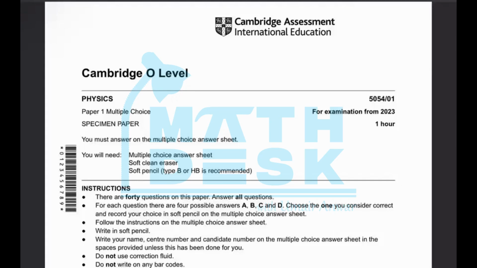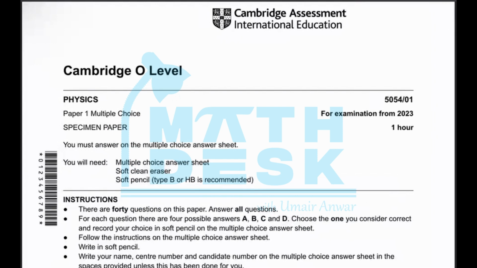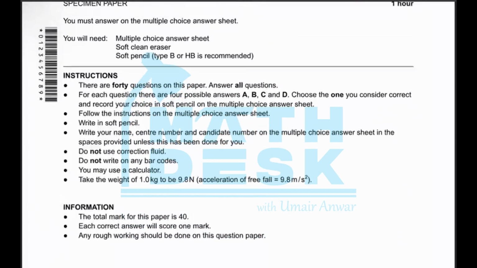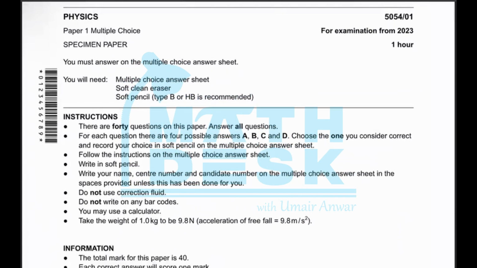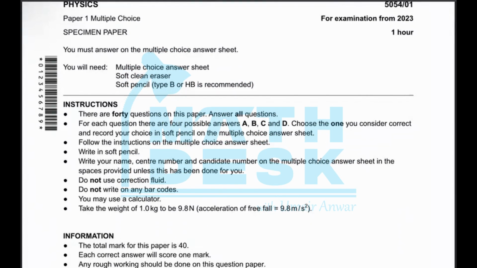Welcome to this tutorial. In this tutorial, I would be solving the specimen paper of O Level Physics for the year 2023. And this specimen paper would be used to prepare for the examination of the May-June series. There is not much change in the pattern of the paper, except that the value of G that is to be used from now onwards is 9.8 meter per second square.